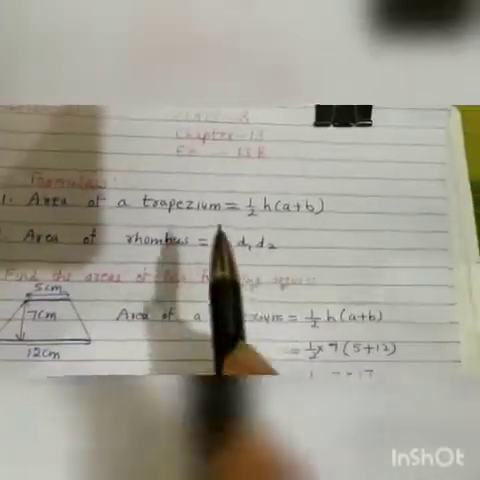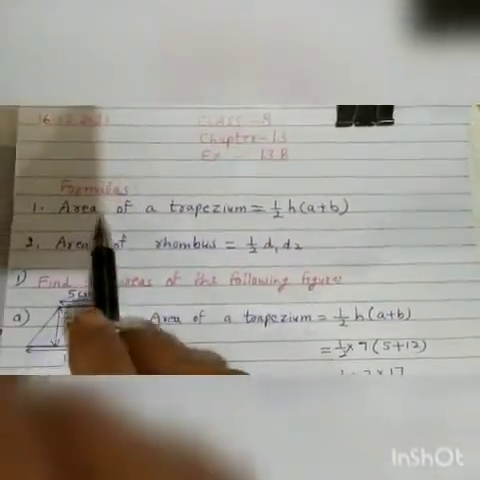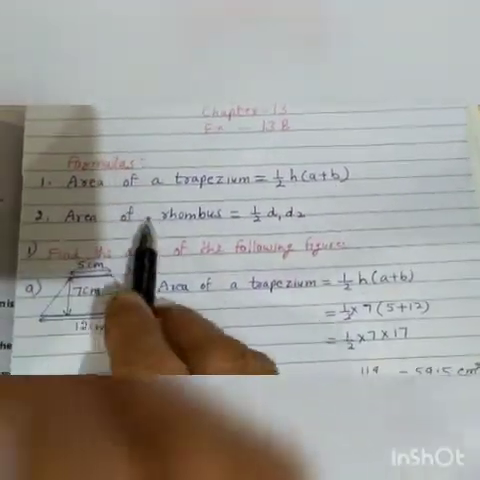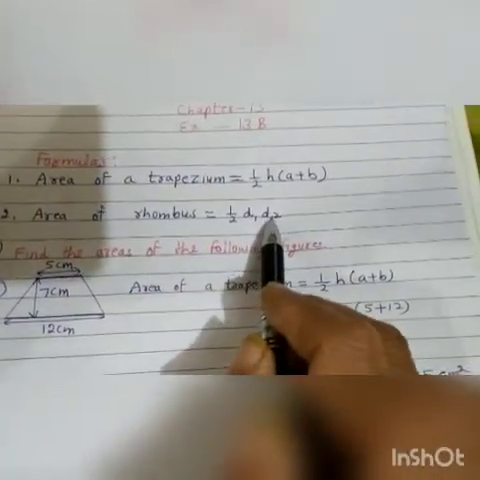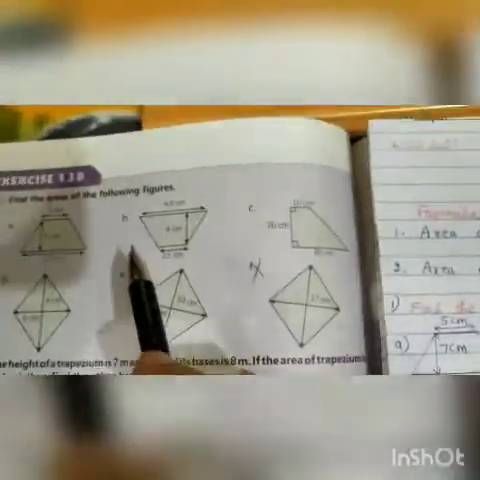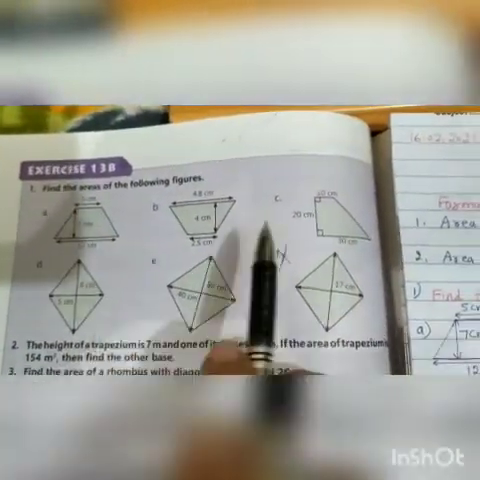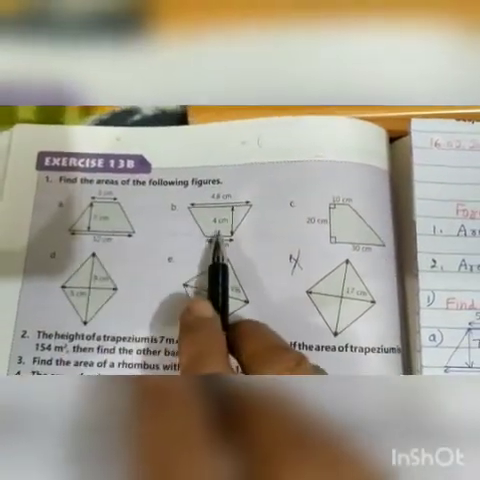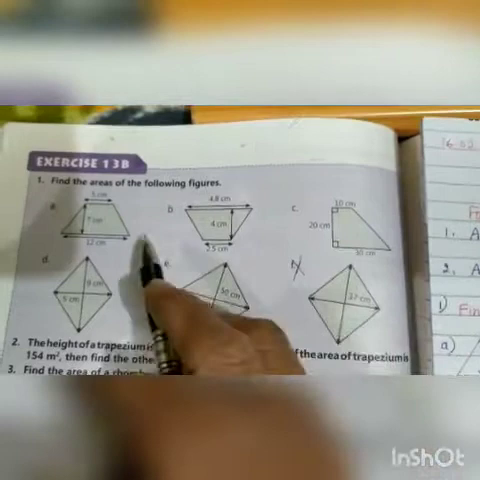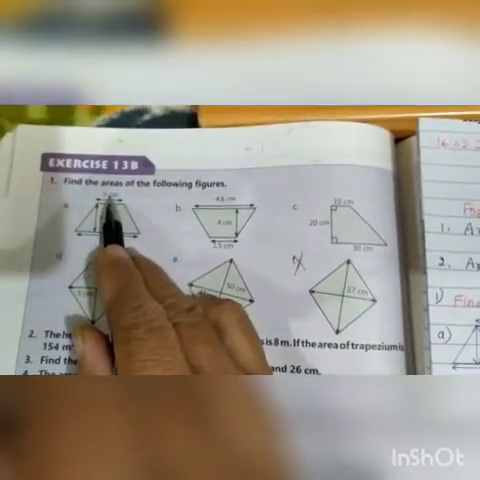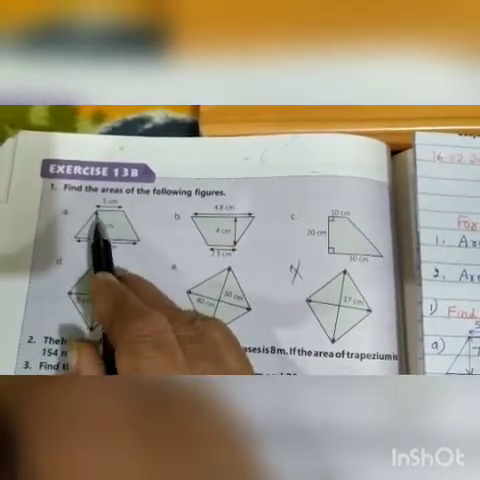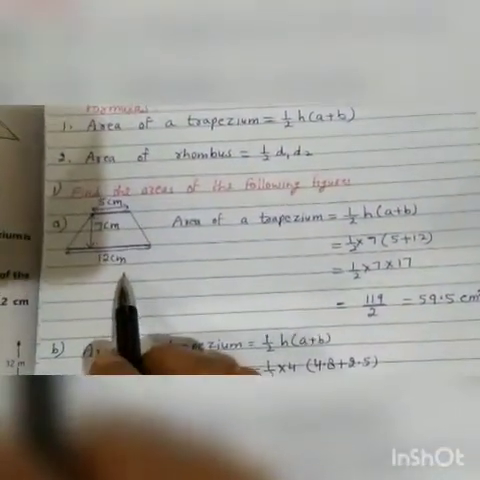See here, I have written both the formulas. Area of a trapezium is equal to 1/2 h (a plus b). Area of rhombus is equal to 1/2 d1 into d2. Now come to the exercise. In exercise 13B, these 6 figures are given in question number 1. First figure is a trapezium. Second figure is also a trapezium. Third one is also a trapezium. In the first figure, this parallel line is 5 centimeter and this one is 12 centimeter. Distance between these two parallel lines is 7 centimeter. So this is the height.